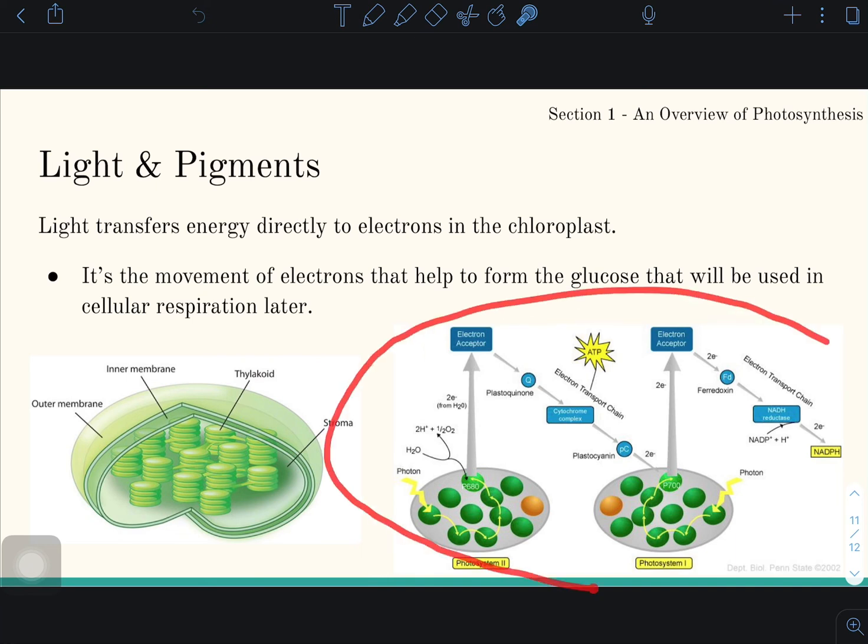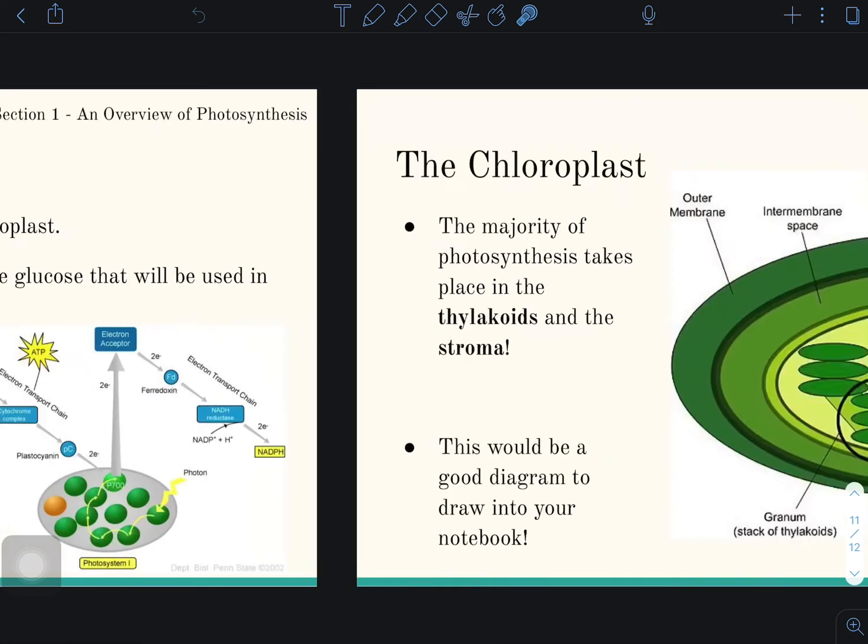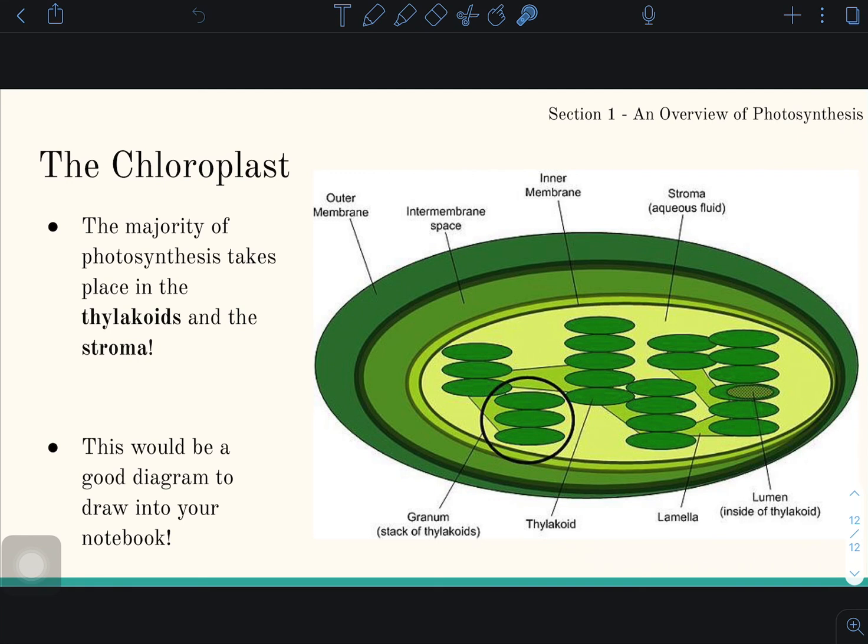This is a very detailed picture of what happens, and is way more detailed than we really care about. But the idea is we take these high energy electrons and the plants store energy as glucose, and it all occurs in the chloroplast. This picture is something that you should be able to label.